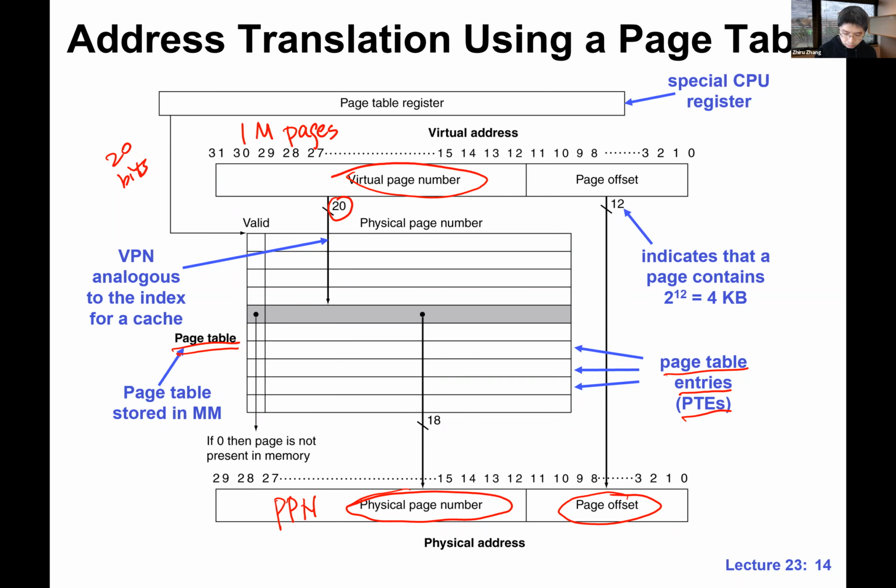One thing I was saying is, we need to know where exactly this page table is. The address of this page table is held in this so-called page table register. We sometimes call it PTR. This is just a special register in the CPU. Okay.